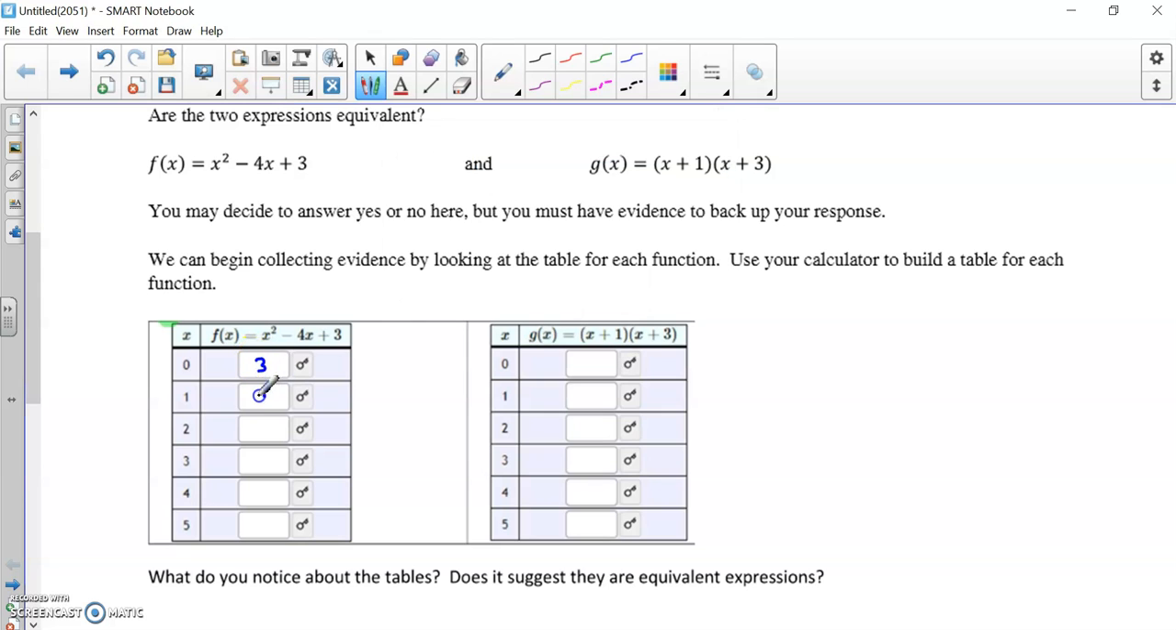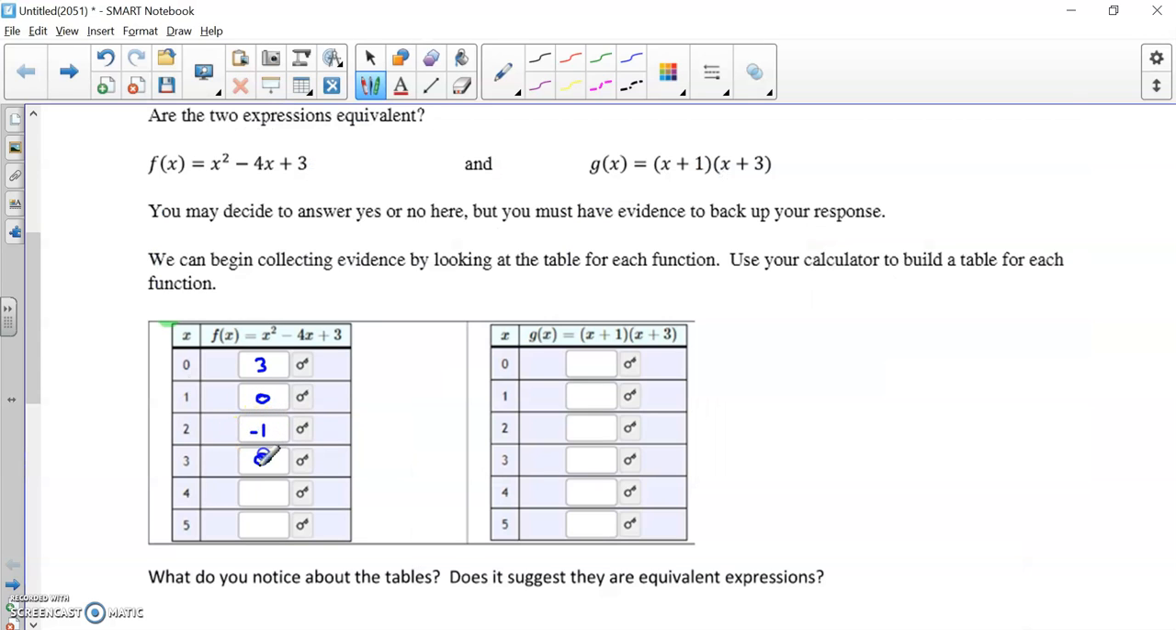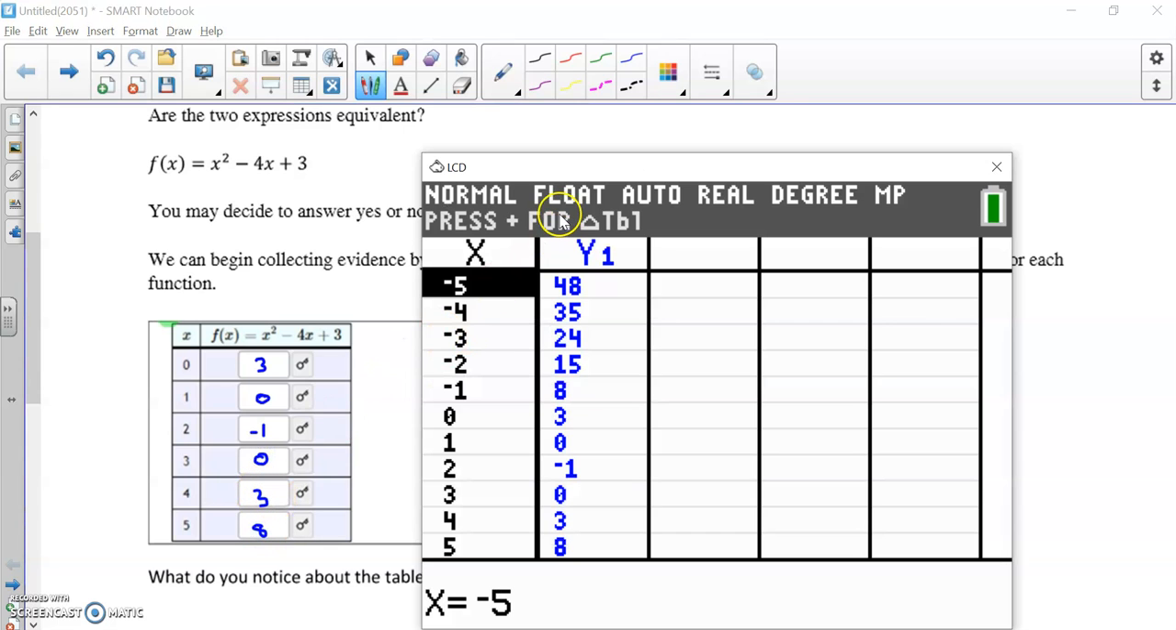3, 0, negative 1, 0, 3, 8. Okay, so that's my first table.